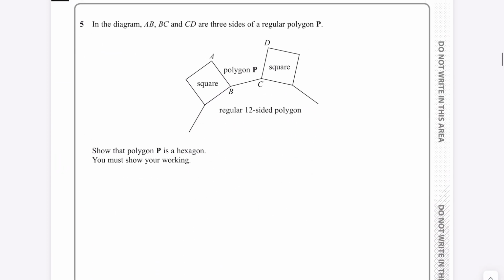In the diagram, AB, BC, and CD are 3 sides of regular polygon P. So we've been told it's a regular polygon P. We have a square, and then we've been told there's a regular 12-sided polygon. Show polygon P is a hexagon.